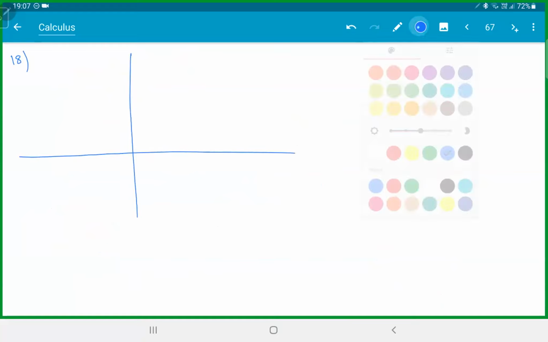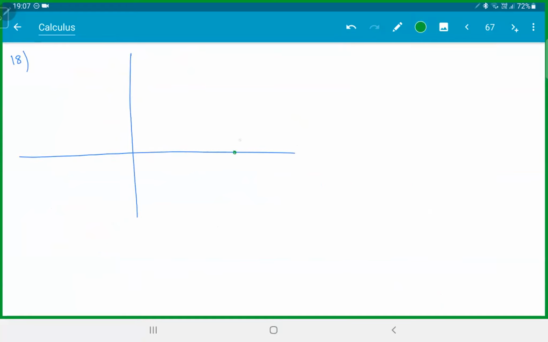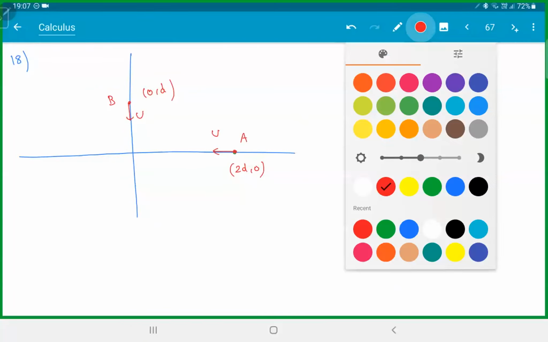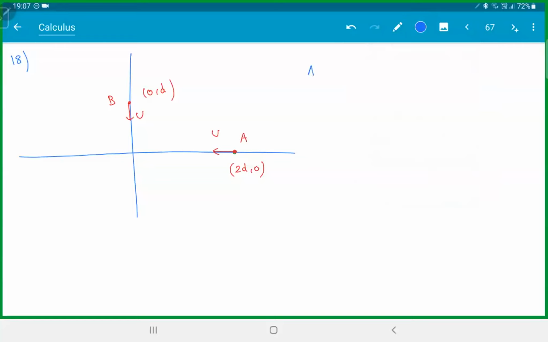Next one, we have 2 particles. We have A here, which is going with speed u, but the distance is 2d, 0. We have a B here. This guy is also going with speed u, but it is at 0, d. So A travels along the x-axis, and B travels along the y-axis with the same speed as shown.